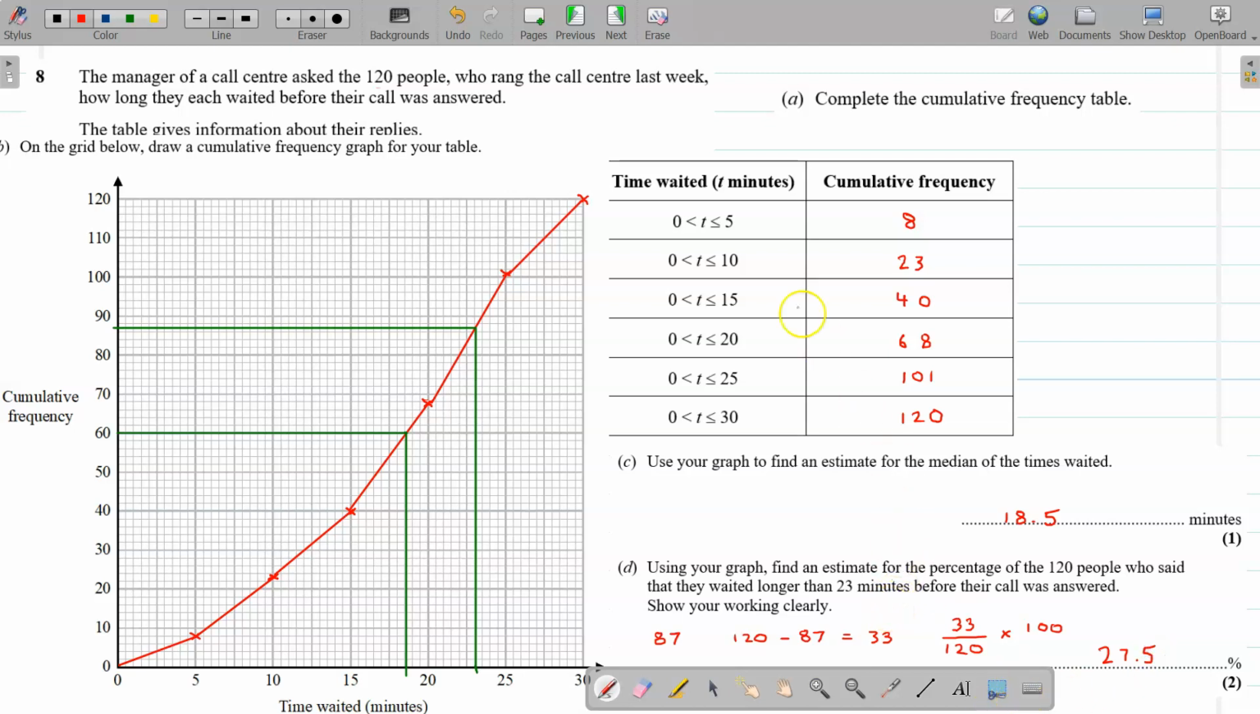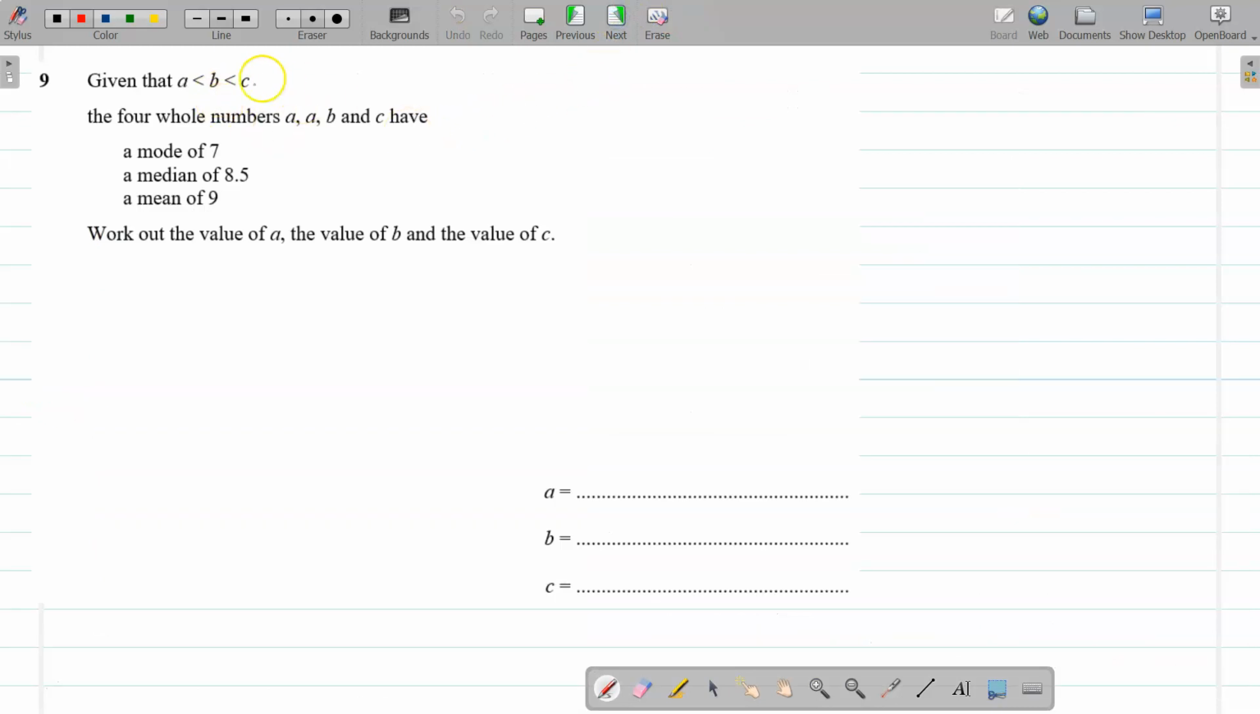Okay, next question. Right, I've got some numbers A, B and C. In fact, I've got two lots of A, B and C, and I have some information about mode, median and mean. I know the numbers are in that order because A is less than B and B is less than C. And I've got to work out the value of A, B and C.